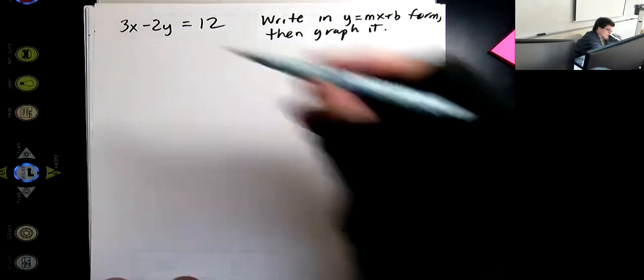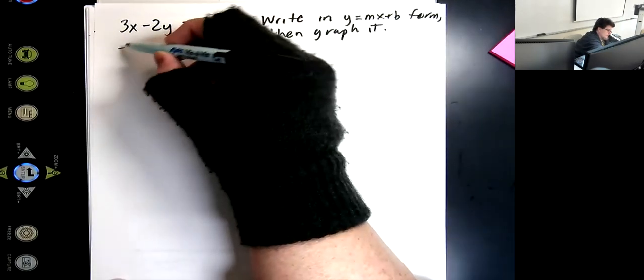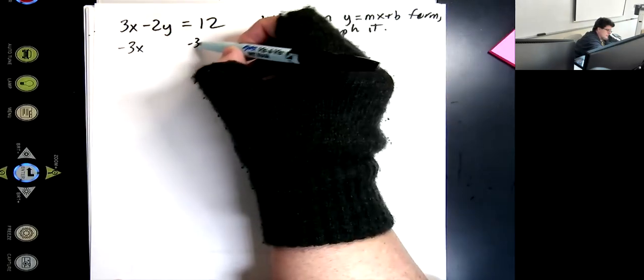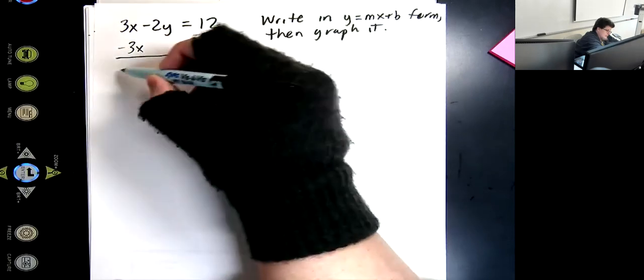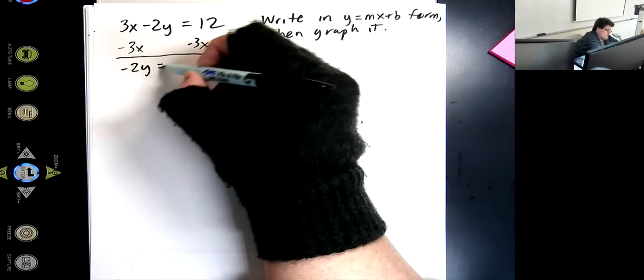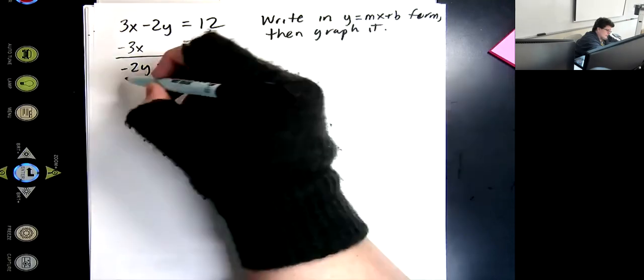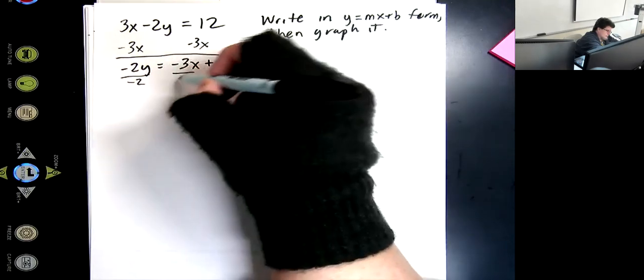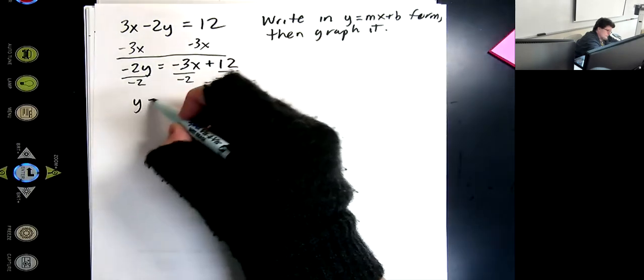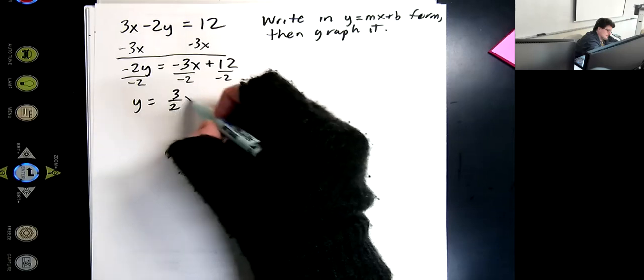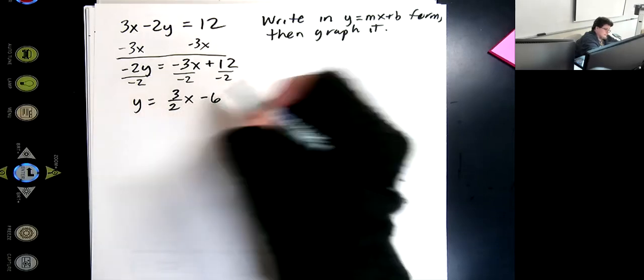All right, so if we follow through with that, we're going to subtract 3x from both sides. I get -2y equals -3x plus 12. If I divide everything by -2, I get y equals 3/2x minus 6.